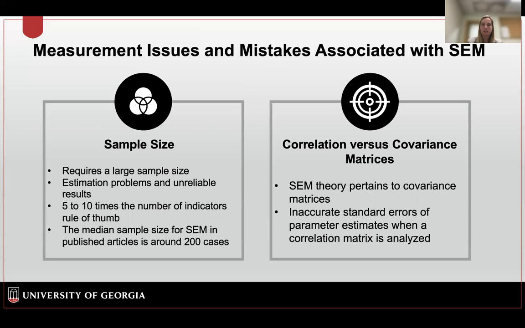SEM theory pertains to covariance matrices. Yet many studies use a correlation matrix instead of a covariance matrix or do not specify the matrix used. Generally, there are inaccurate standard errors or parameter estimates when a correlation matrix is analyzed for the SEM. Yet, a review of SEM studies has found that correlation matrices are often used or that it is unclear whether a correlation matrix or a covariance matrix was used for the study.